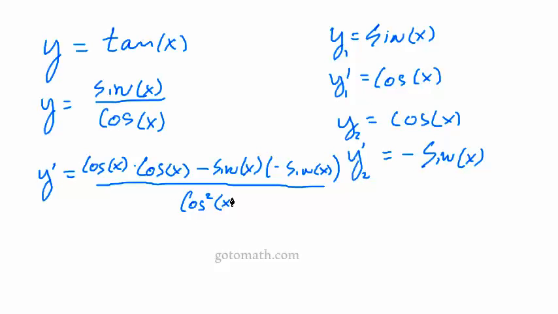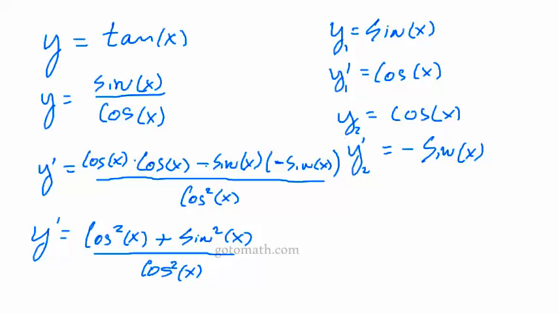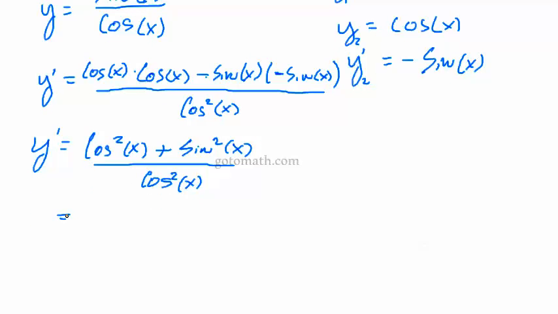cosine squared x. Okay, now of course we'll clean this up. We have cosine squared x. We have a minus and a minus here, a negative inside actually, and this makes that a plus. And of course we have sine, so this is sine squared x. Okay, we cleaned up that numerator, and then we have cosine squared x down here in the denominator. And of course what we can do now is use an identity. We know that cosine squared x plus sine squared x is 1. Yes, we know that.